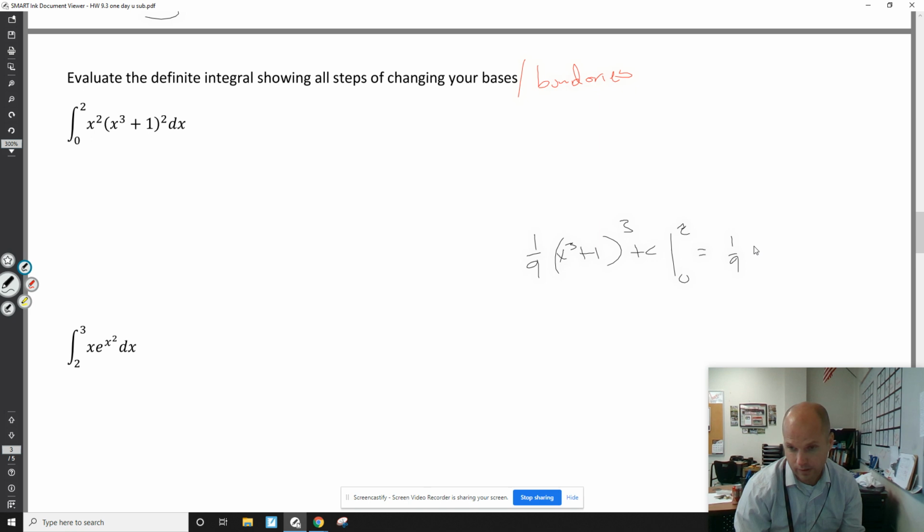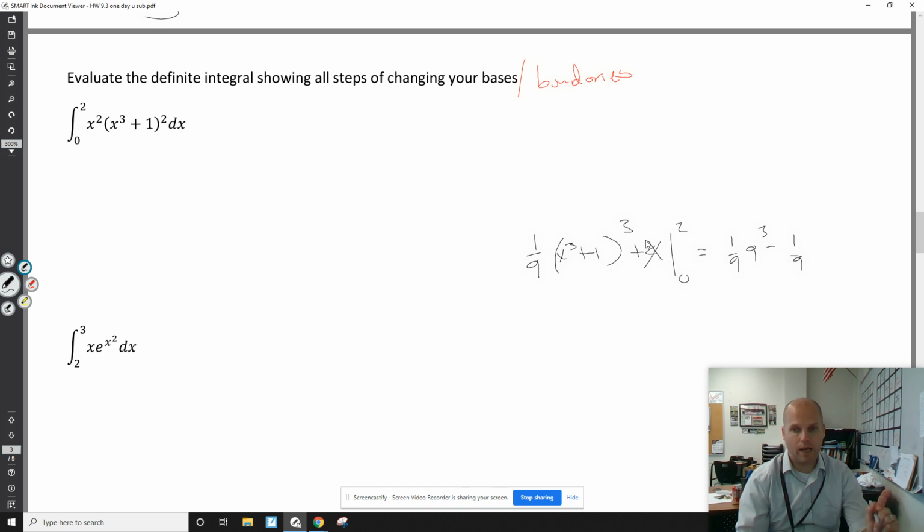1/9, I'm not going to do all the math. 9 cubed minus 1/9, 1 cubed. I don't know what 9 cubed is. You know what 9 cubed is, anybody? I don't know what it is. Yeah, it's a big number, so let's just leave it like this.